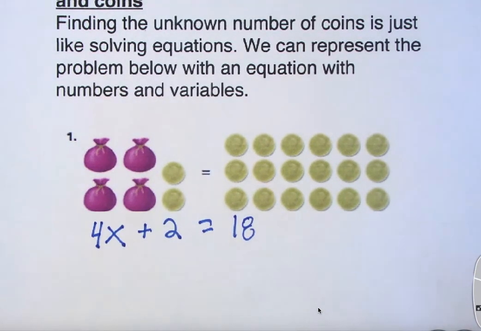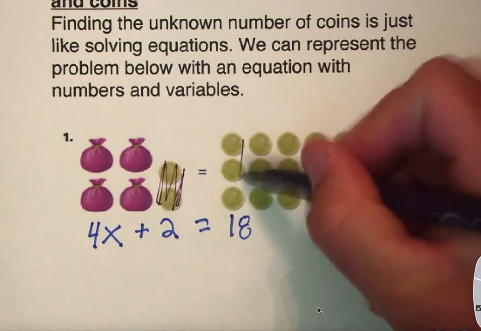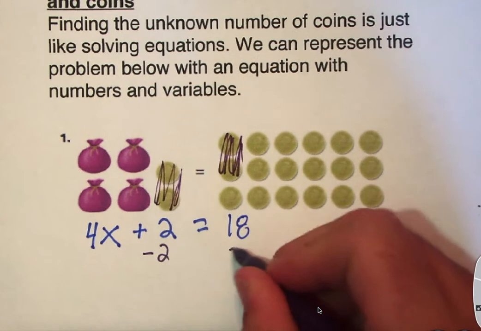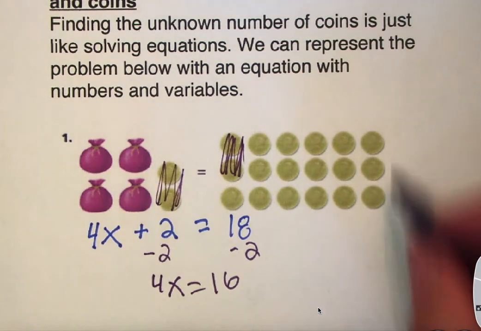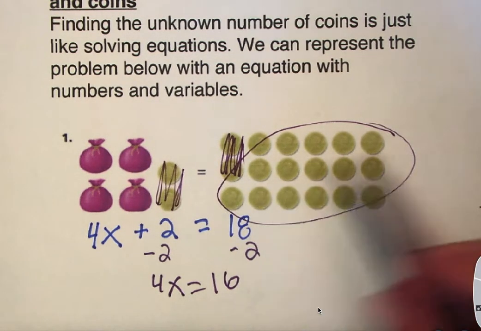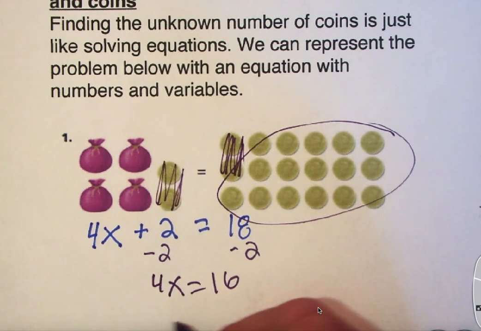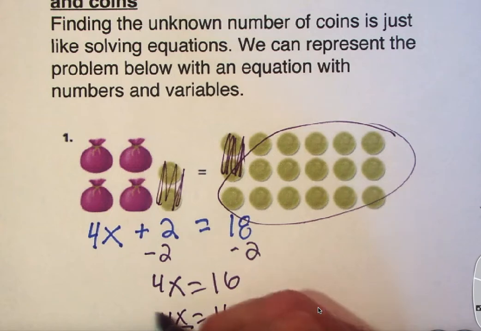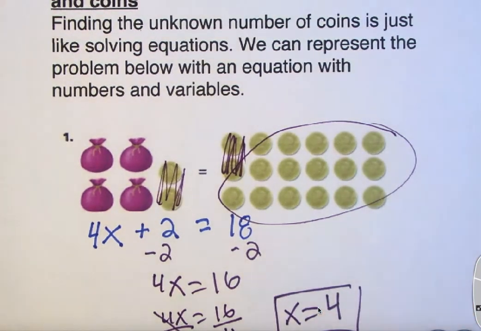Right. And we've been practicing solving this, but let's just think, right? Like we were getting rid of 2 coins, and that's like taking away 2 from both sides of an equation, right? And then we were splitting the 16 coins left with the 4 bags, and that's division, right? So we take our 4 bags and split it evenly with the 16, and there we go. They must have 4 coins per bag, or that x equals 4.